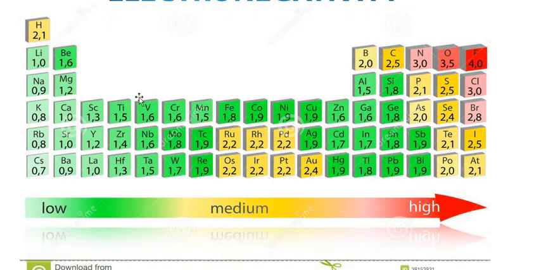Okay, you can keep in your mind some important elements, such as the electronegativity of hydrogen, magnesium, sodium, carbon, nitrogen, oxygen, fluorine. Six or seven important elements are all that need to be kept in your mind to answer many questions. Okay.